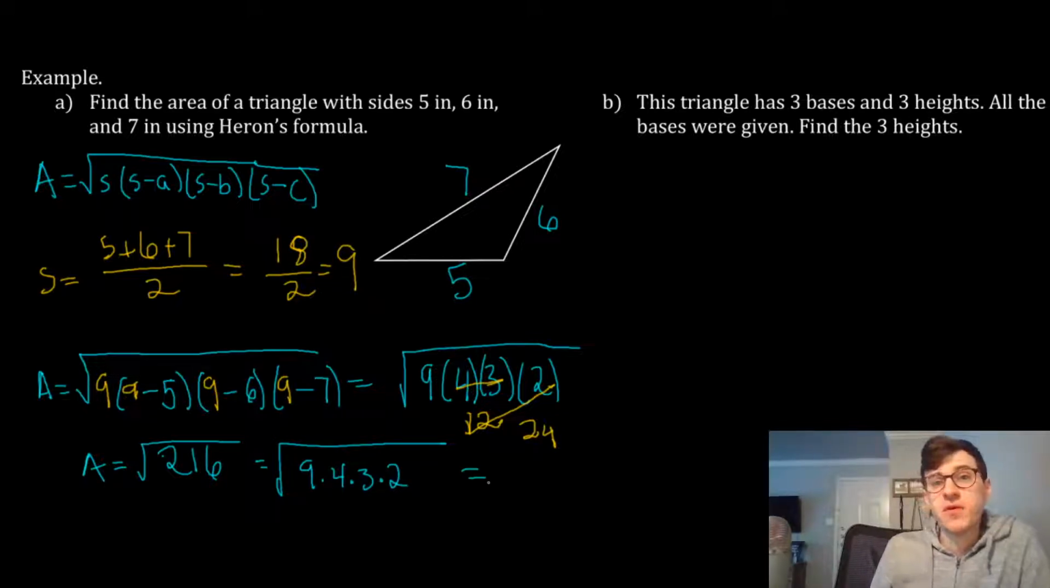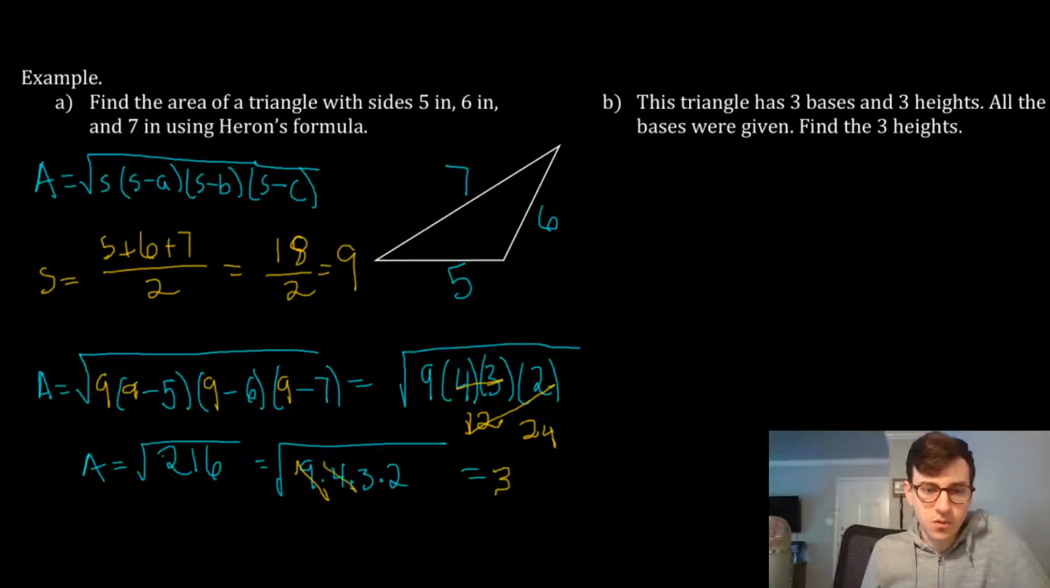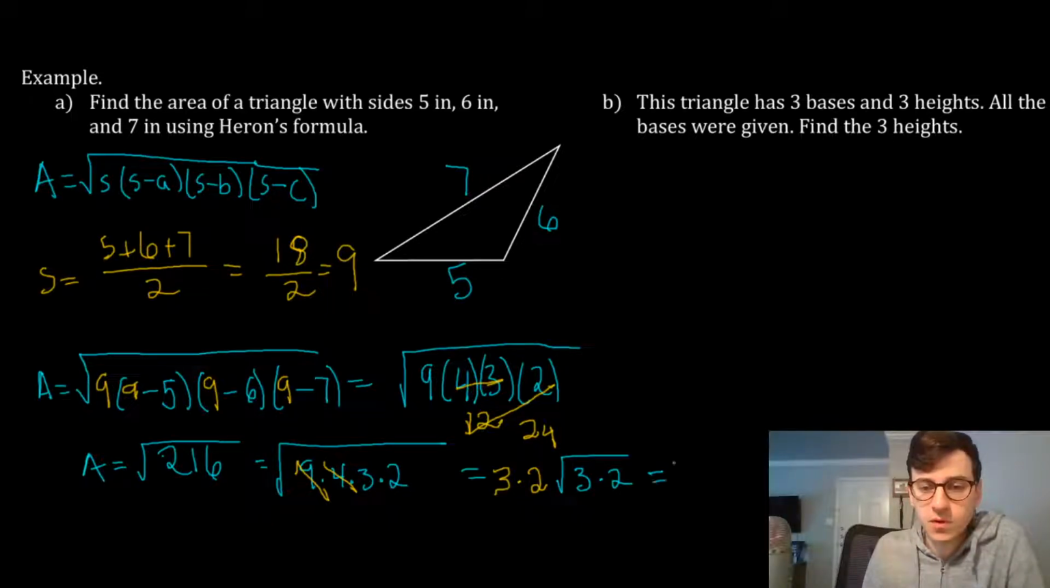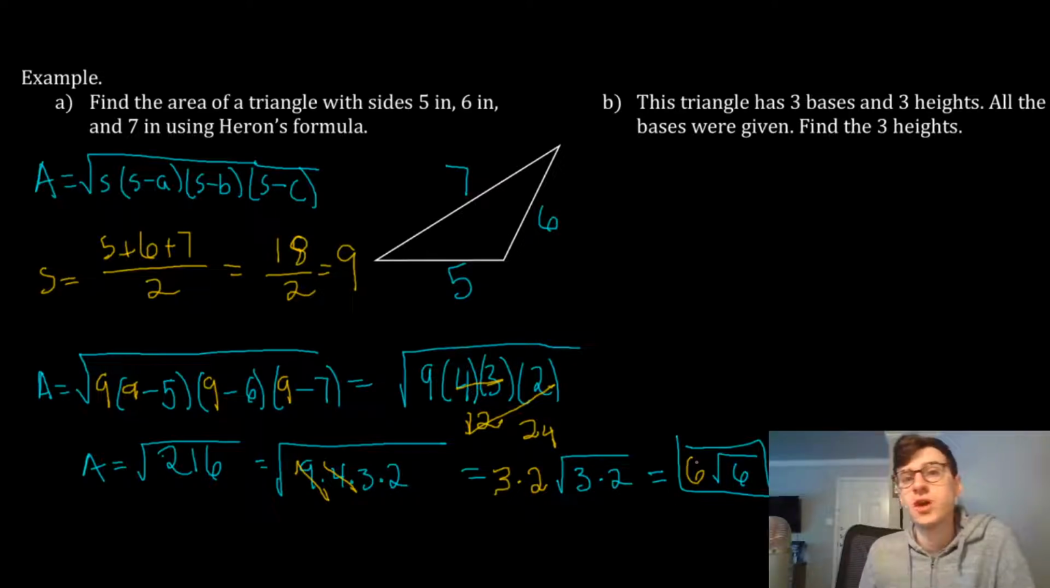Now remember, when we simplify radicals, we just take the square root of each of these individual pieces. So the square root of 9 is 3. That goes outside. The square root of 4 is 2. And then on the inside, we can't take the square root of 3 or 2. We can't simplify those. So then, finally, we're left with 6 times the square root of 6. And that's our final answer. That's the area of that triangle.